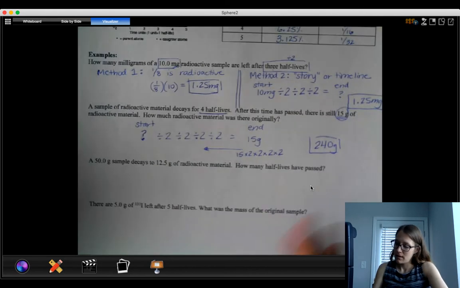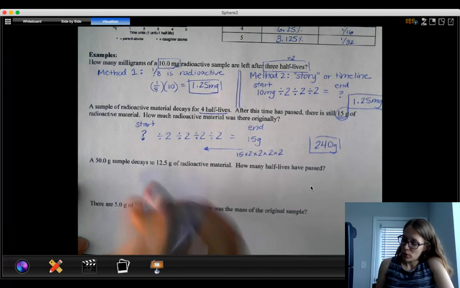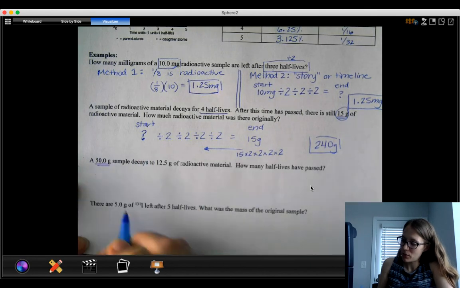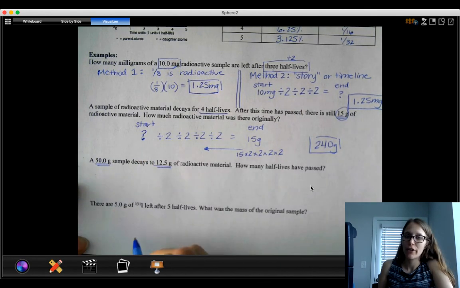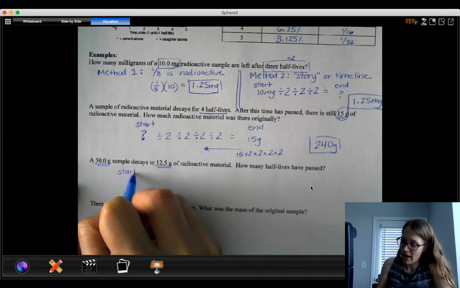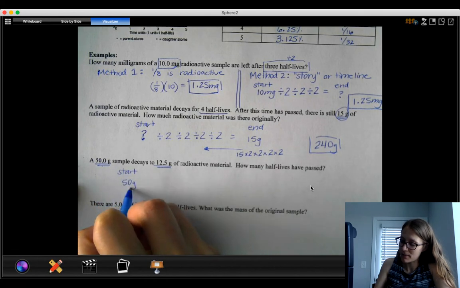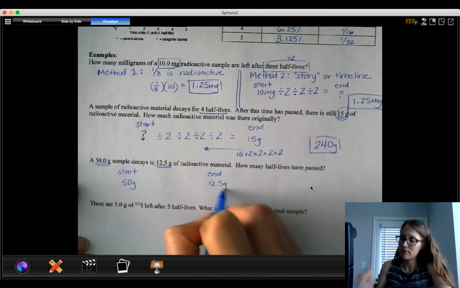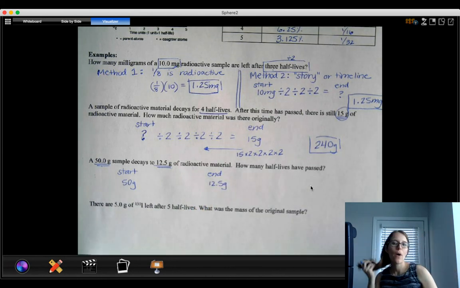All right, I'm going to do the story method for these last two. So a 50-gram sample decays to 12.5 grams. This is the start of the story. How much did we have at the beginning? 50 grams. At the end, we had 12.5. And we want to know how many half-lives have passed. How many times did we divide by 2?